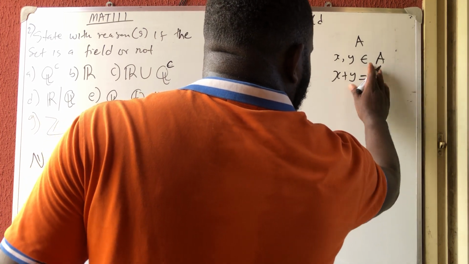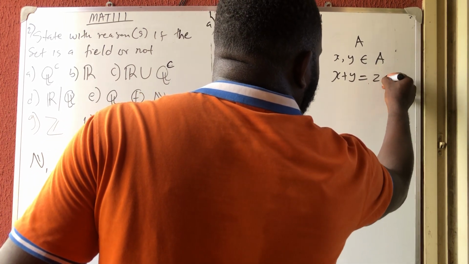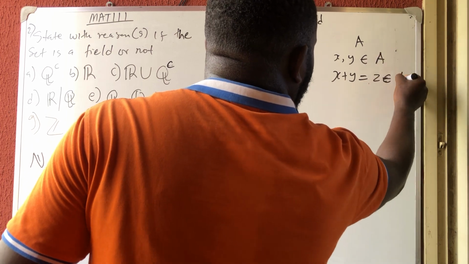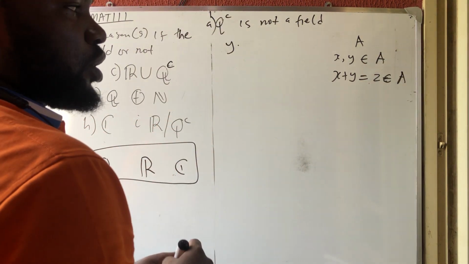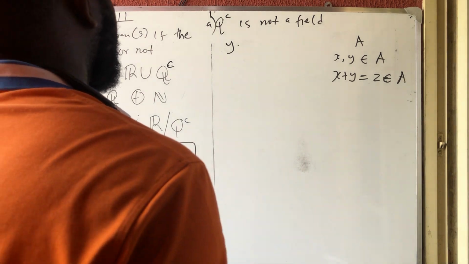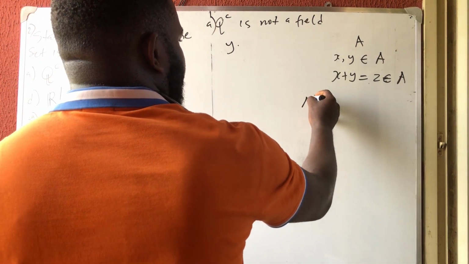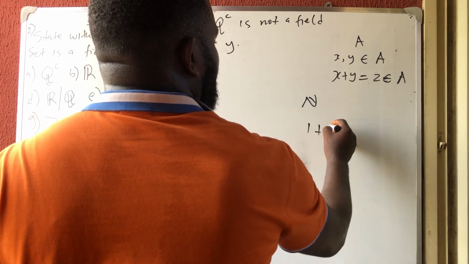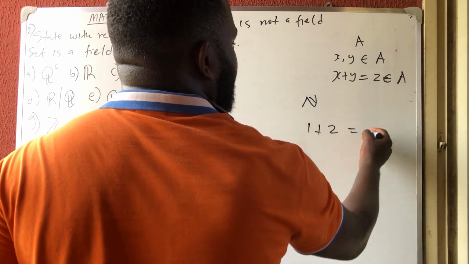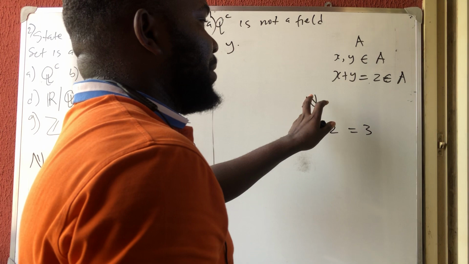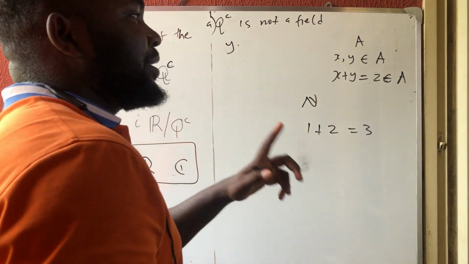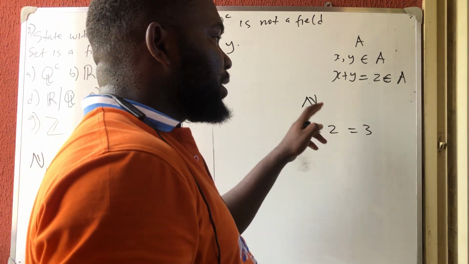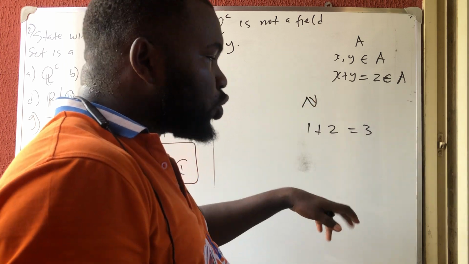That z I get as the answer must equally be an element of this set. That is what closure is. For example, take the set of natural numbers. If I pick 1, which is a natural number, plus 2, which is a natural number, 1 plus 2 will give me 3. Is 3 equally an element of the natural numbers? Yes. Therefore, we can say that the natural numbers are closed under addition.